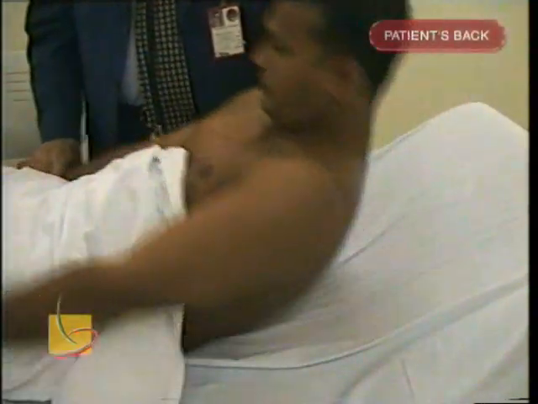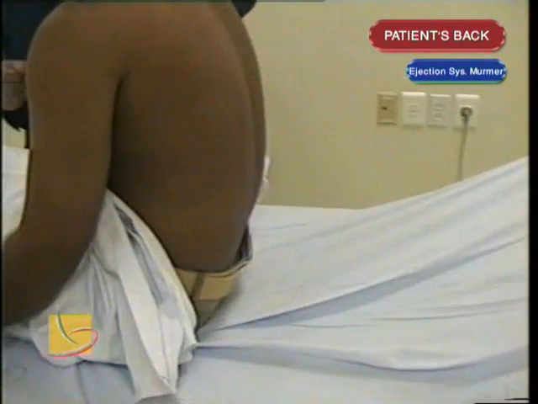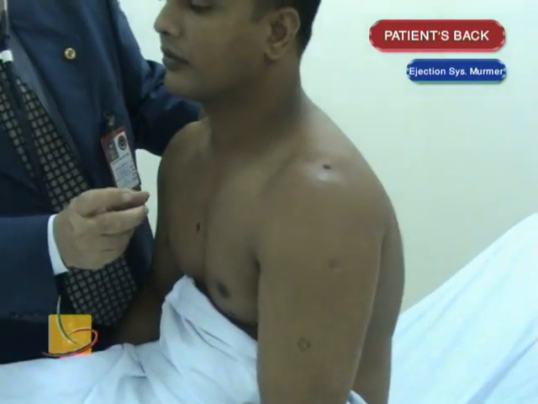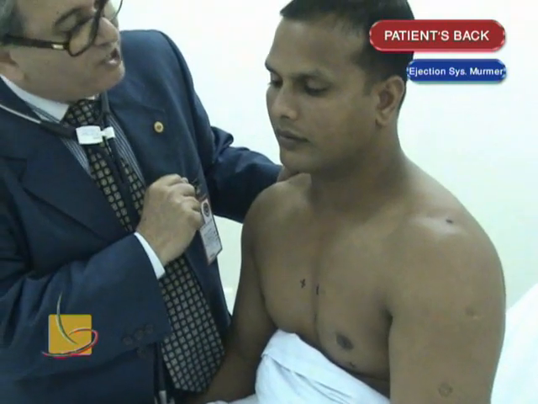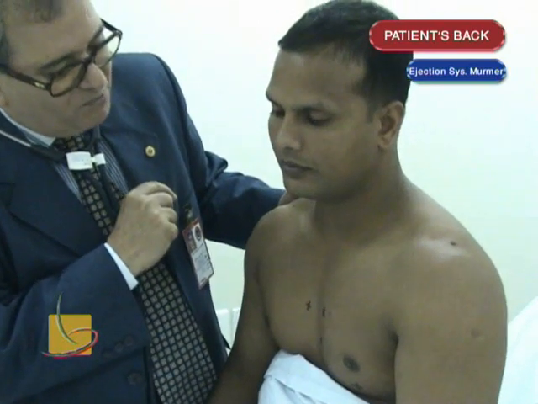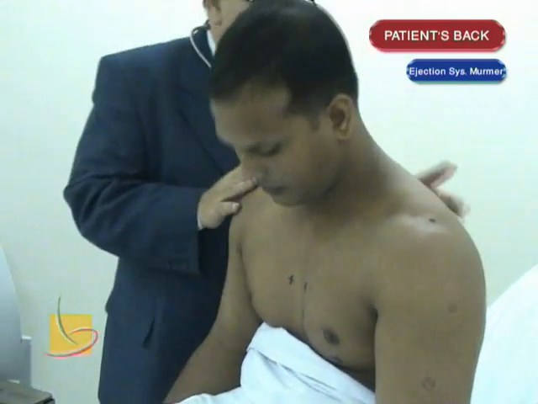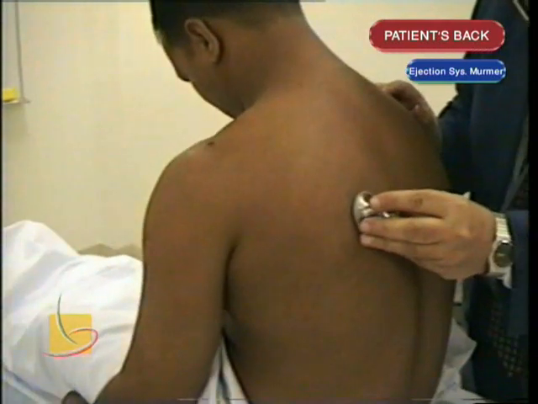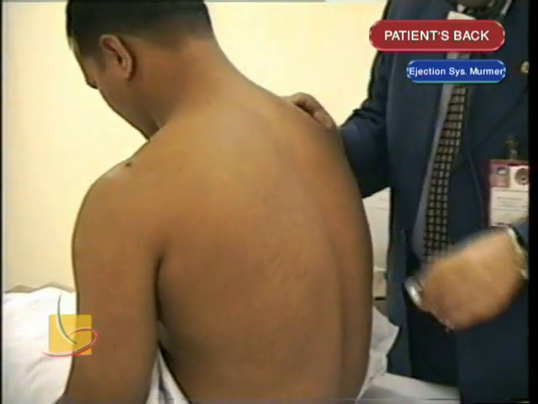Could you please sit up? If we appreciate an ejection systolic murmur on the pulmonary area, we say that most likely this patient has pulmonary valve stenosis. This pulmonary stenosis may be associated with peripheral pulmonary artery stenosis, which may be appreciated on the back of the patient. So you may appreciate some ejection systolic murmur, particularly on the back of the patient, here and there.